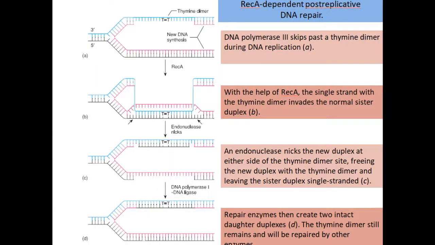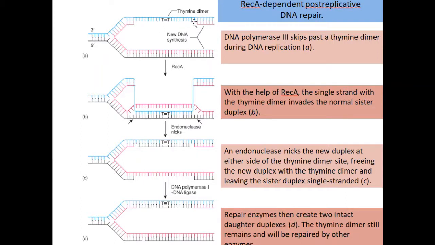Since the RecA protein is involved in this process, it is also known as RecA dependent post-replicative DNA repair. Now look here, you have a replication fork, one with a newly formed, fully properly formed DNA strand, but at the same time you have a strand over here which contains a thymine dimer, and here DNA polymerase is not able to synthesize these nucleotide bases, so it is skipping the thymine dimer during the DNA replication.